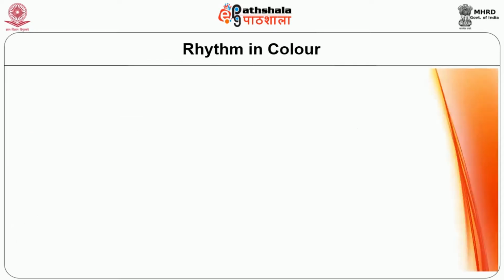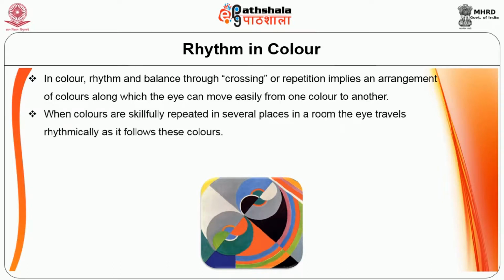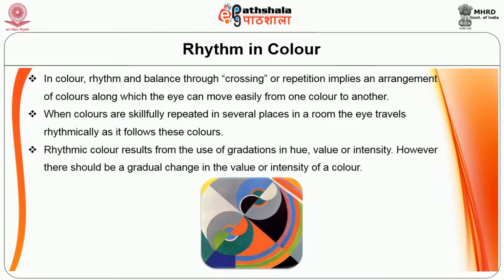Rhythm in color. In color, rhythm and balanced crossing or repetition implies an arrangement of colors along which the eye can move easily from one color to another. When colors are skillfully repeated in several places in a room, the eye travels rhythmically as it follows these colors. Rhythmic color results from the use of gradation in hue, value or intensity. However, there should be a gradual change in the value or intensity of a color.